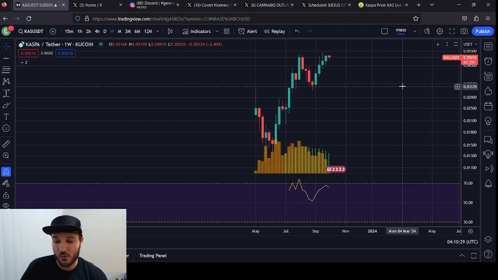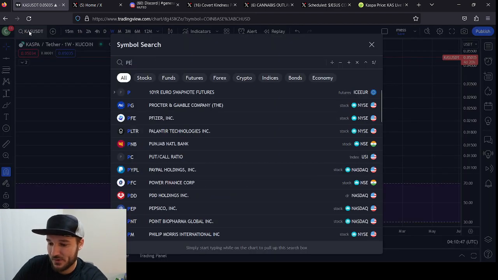Generally, not always, but sometimes you can have a pump the day that it's listed, even the first few weeks that it's listed, you can have pumps. But ultimately, whenever you get an exchange listing, give it a month or two, you are near the top, if not to the day at the top. A perfect example of this is Pepe.